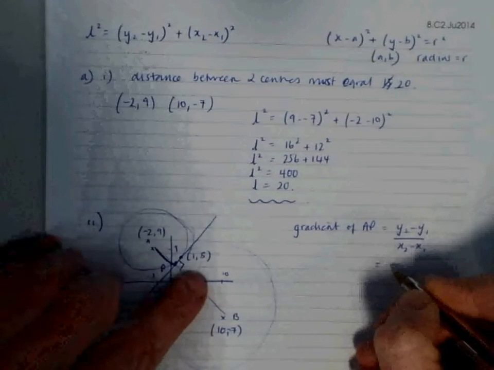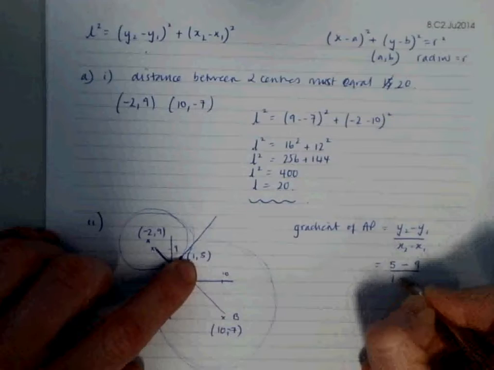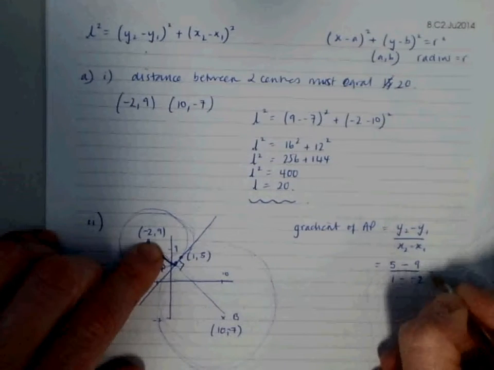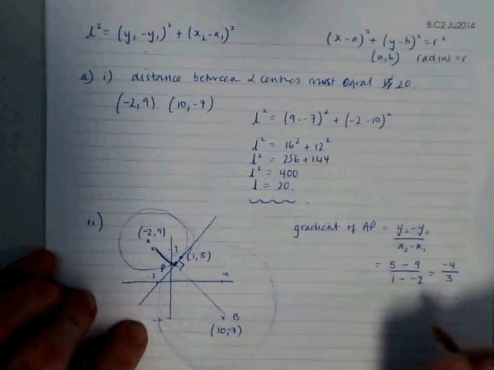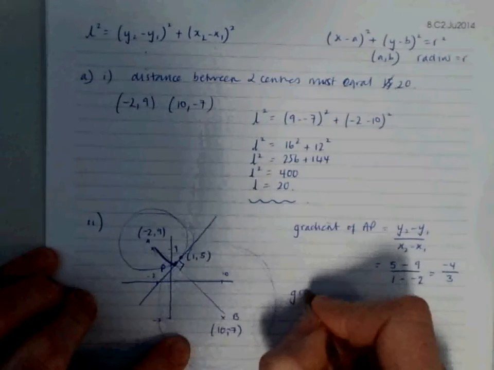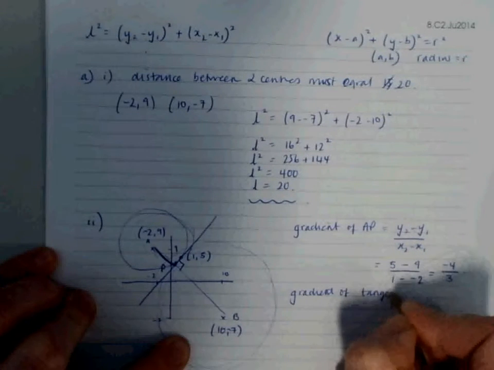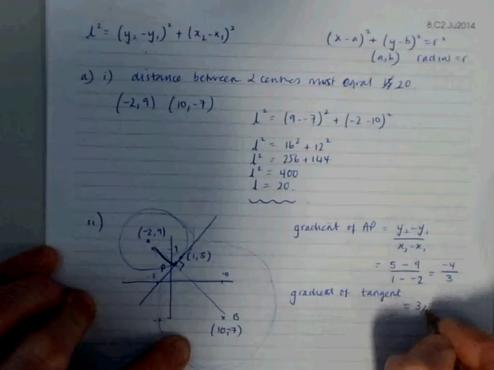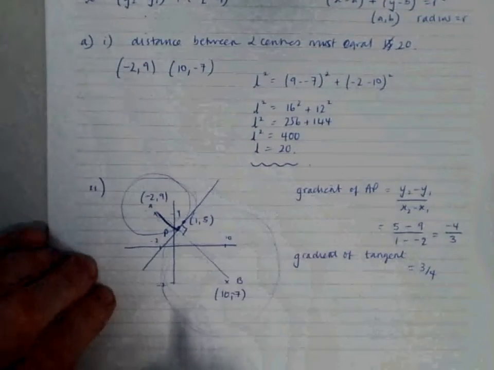I'm going to do 5 minus 9 over 1 minus negative 2 minus 4 over 3. Okay, that's the gradient of this line AP. Therefore, the gradient of the tangent, negative reciprocal of that, so that will be 3/4. Okay, even with my rubbish sketch, it looks like it's got a positive gradient.